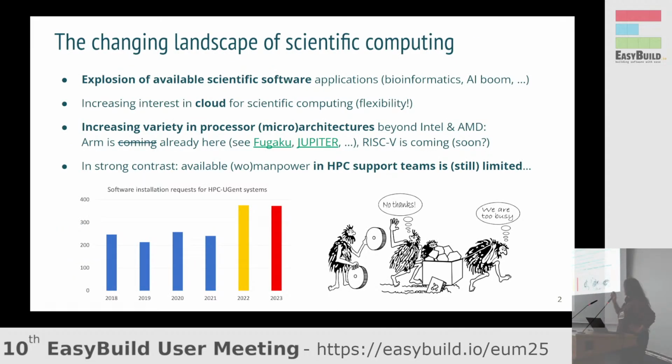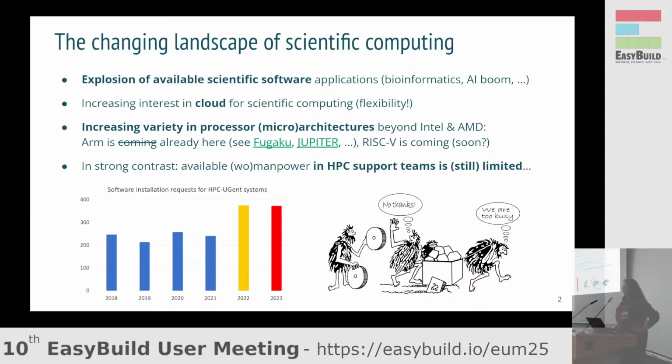Okay, let's start. Why did we want to make EASY? There's a changing landscape of software installations. There's an explosion of available software. There's increasing demand for flexibility from scientists to move from HPC to laptop to the cloud. There's also an increasing variety of processors, from ARM to RISC-V to Intel, and it's no longer just Intel, but way, way beyond.